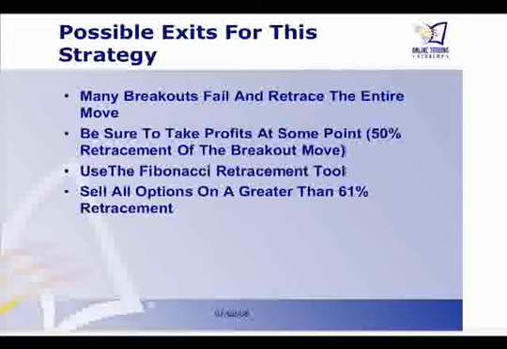Okay? You can also sell all the options that you have if there is a greater than 61% retracement, if you want to use a hard, fast rule. I say, for instance, if price goes up 100% and then retraces 50% of it, I must take a profit at some time, because there's a good chance that I'm pretty soon going to be looking at a 100% retracement and asking myself, why didn't I take a profit?